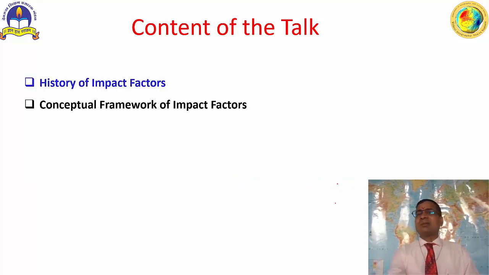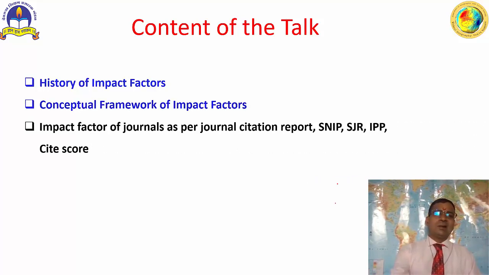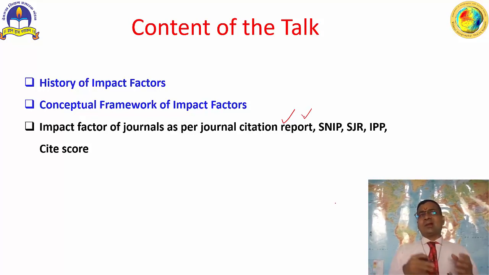the conceptual framework of impact factor, how impact factor is calculated, what the standard indexing agencies are, and what agencies are working in the area of impact factor. Impact factors of journals as per Journal Citation Reports, also called the Thomson-Reuters impact factor. As per the UGC standards and UGC CARE list, we should have an impact factor either from Journal Citation Reports or from journals like Web of Science, Scopus, etc.